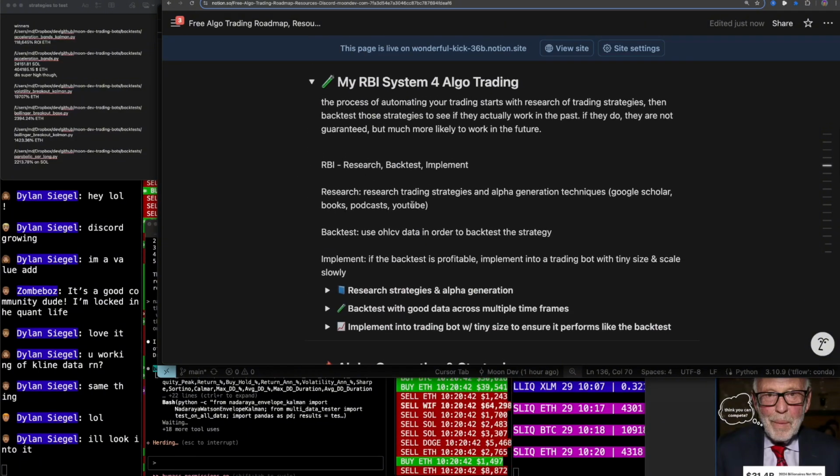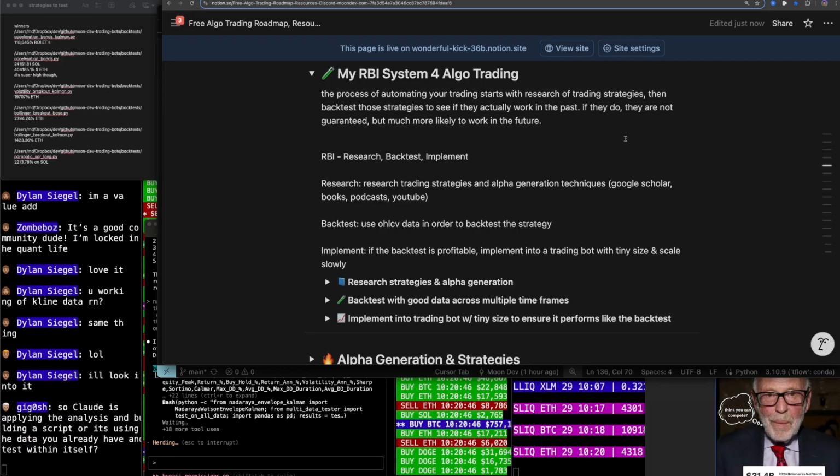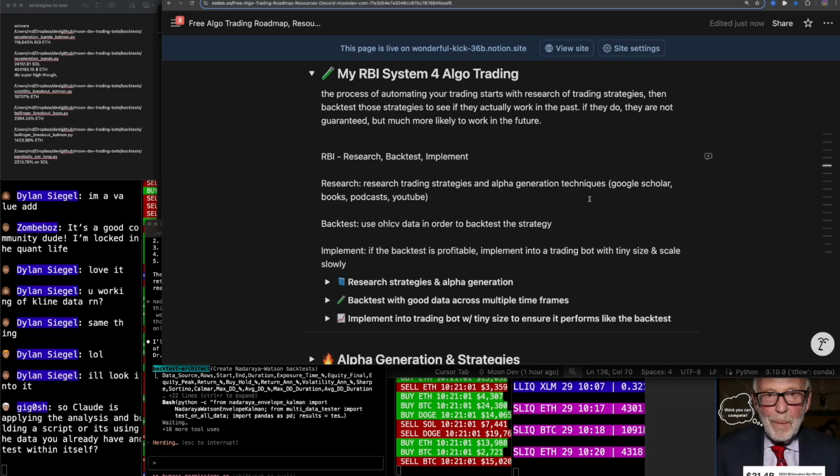But this is the RBI system I follow. The process of automating your trading starts with research of trading strategies. Then backtest those strategies, see if they actually work in the past. If they work in the past, they're not guaranteed to work in the future, but they're much more likely. So that's RBI: research, backtest, implement. I'm going to show you everything about why this is the number one secret to trading.